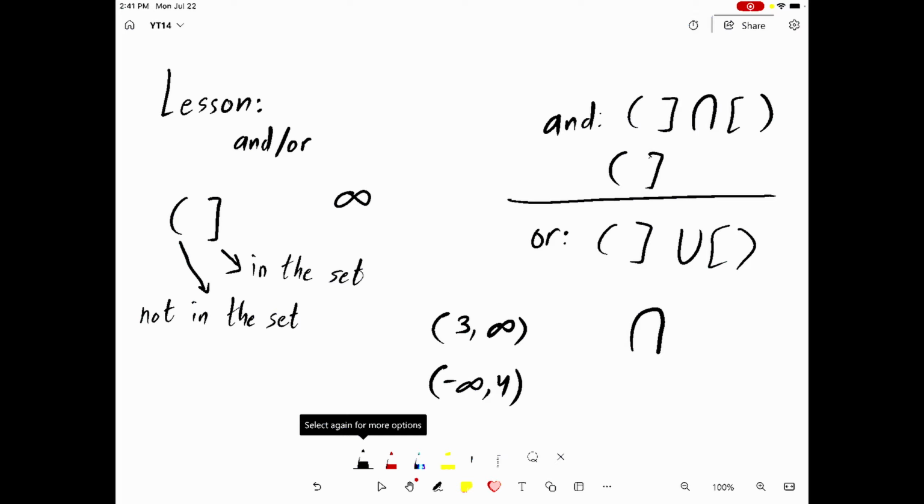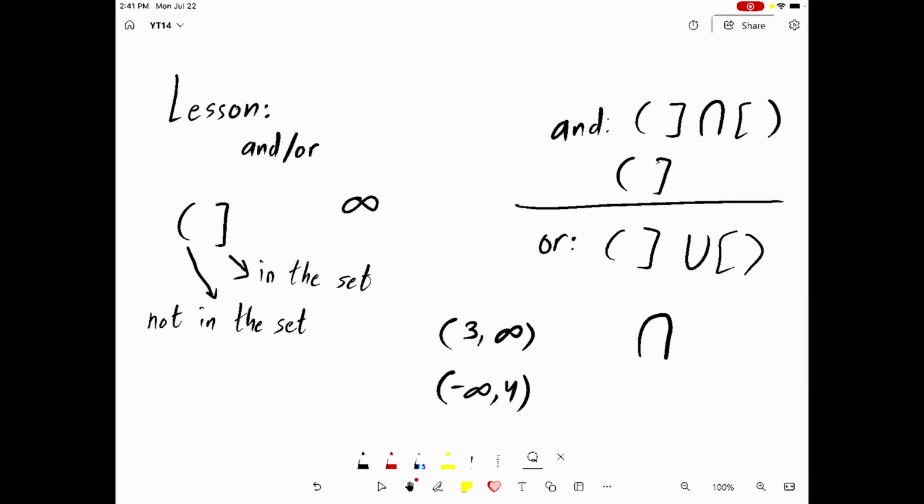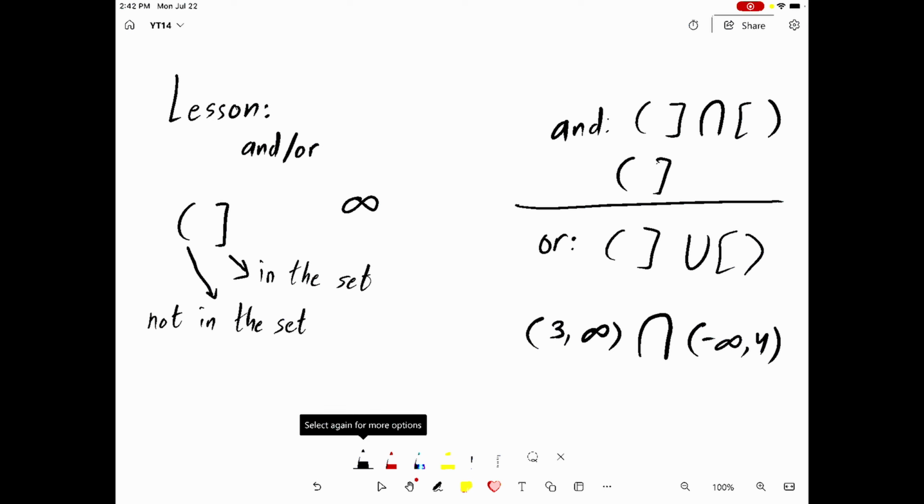And the intersection sign, what we would do is we would just copy and paste it, where we'd just be like, okay, why don't we just move this over here and put this on the right side of the intersection sign. So whichever values satisfy both of these sets is the solution to the compound inequality.